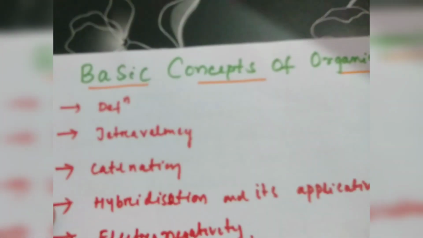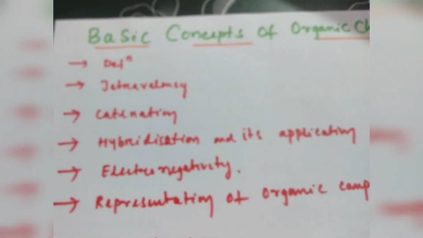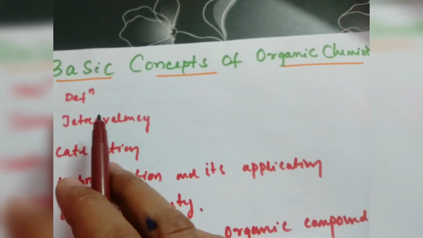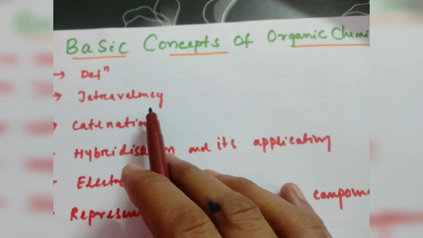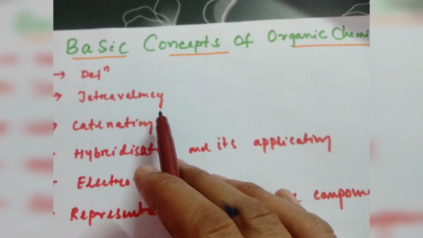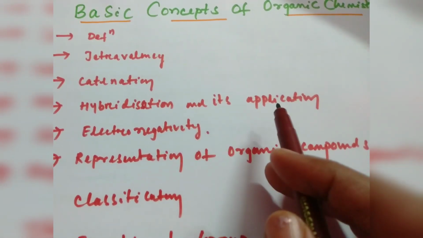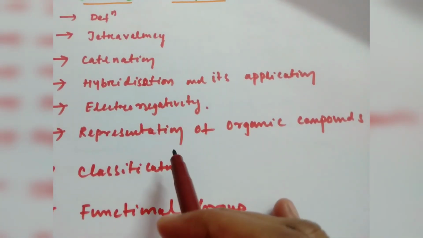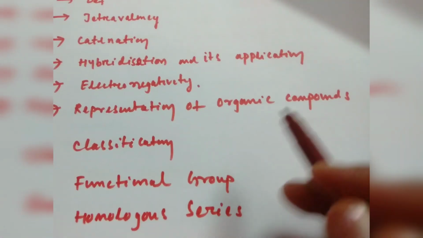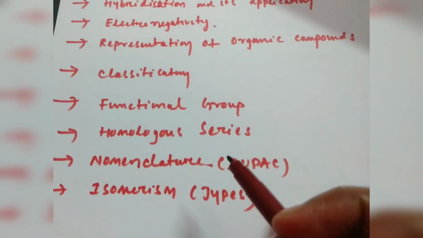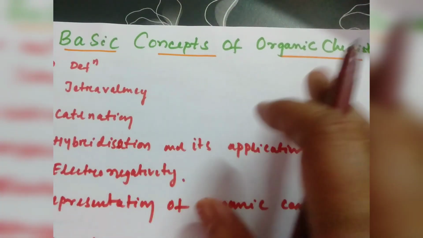Okay, in basic concepts of organic chemistry, what are the things that we will focus on? What are the points? First of all, what is the definition of organic chemistry? Then what is tetravalency, the tetravalency of the carbon atom? Then what is catenation? Next point is what is the hybridization of carbon and its application? What is electronegativity? Then how will we represent the organic compound? Then what is the classification? Functional group, next homologous series, IUPAC nomenclature, and then isomerism. Okay, this all comes under your basic concepts of organic chemistry.